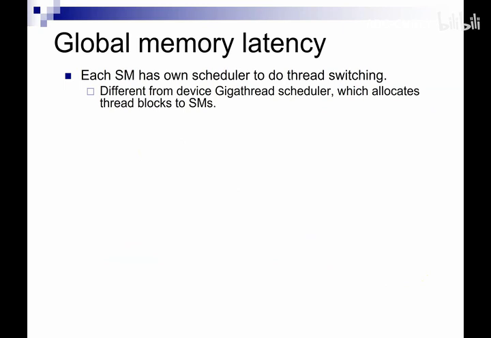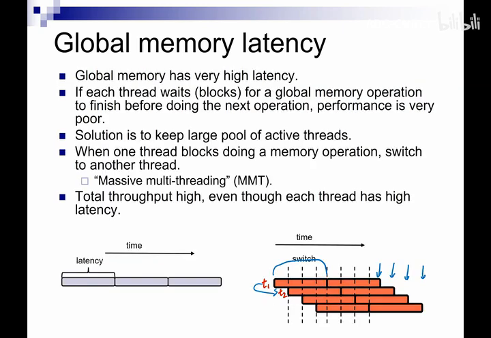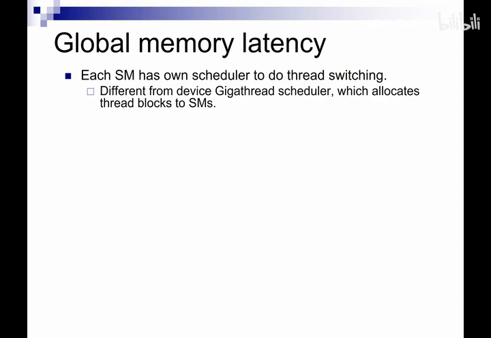Okay, so now we said that we need to switch between these threads. So how do we switch between the threads? Well, each SM has its own scheduler to do the thread switching. And by the way, this is different from the thread scheduler that allocates blocks of threads to the SMs. That thing was called the gigathread scheduler, and this is different. There's one gigathread scheduler for the entire GPU, whereas here, every SM has its own scheduler.